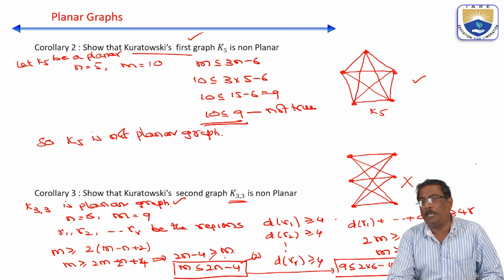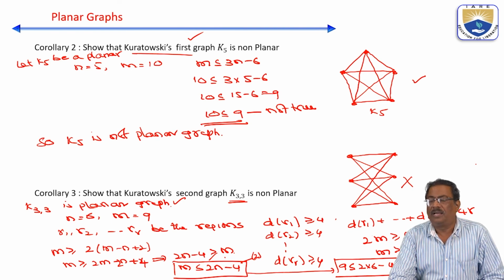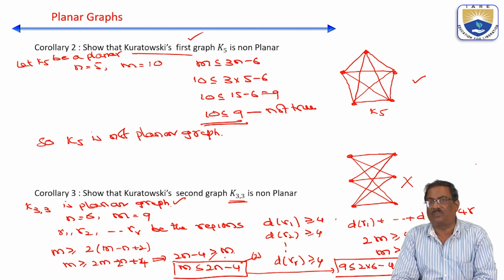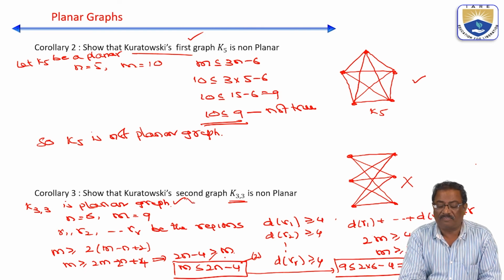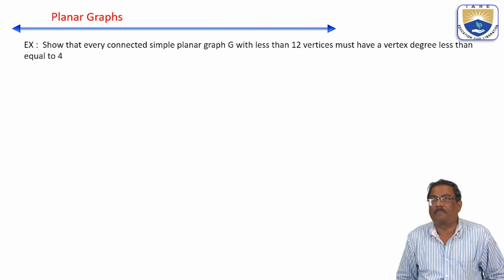Whatever Kuratowski's second graph has, the number of vertices and the number of edges, if you substitute here, the inequality should be satisfied. But here this inequality is not satisfied. So our assumption that K33 is a planar graph is wrong. So K33 is not a planar graph.